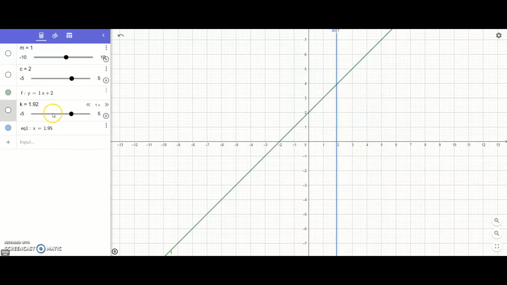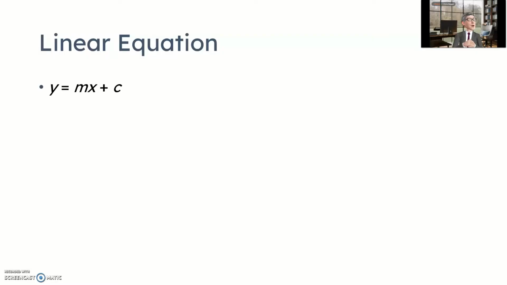But those are unusual, and we are more interested in the ones that have the formula y equals mx plus c. C is some constant that moves us up and down, that's the y-intercept, and m is the slope. So the equation of a straight line is called a linear equation, to do with a line, and it is y equals mx plus c.